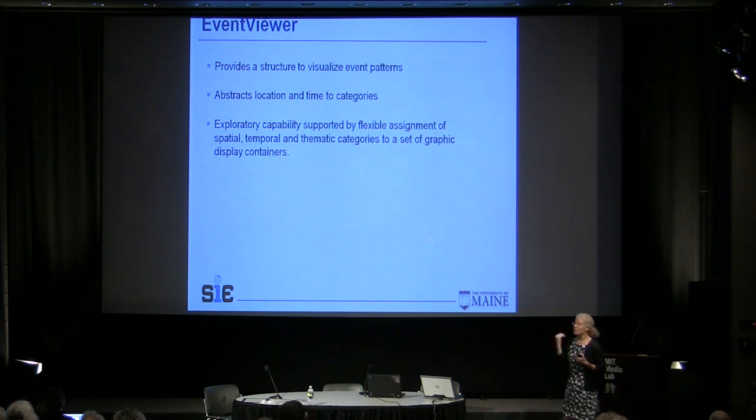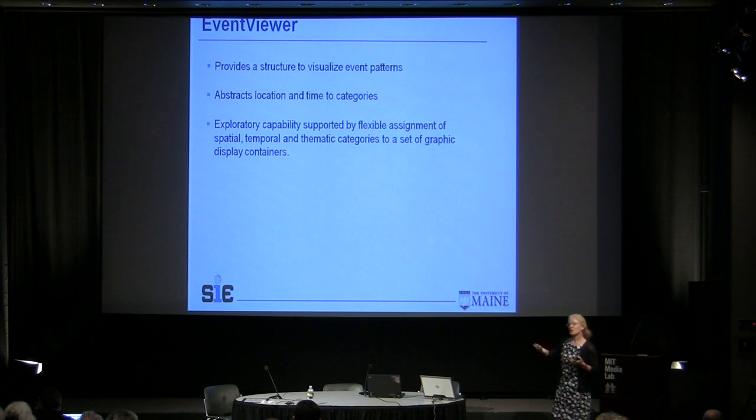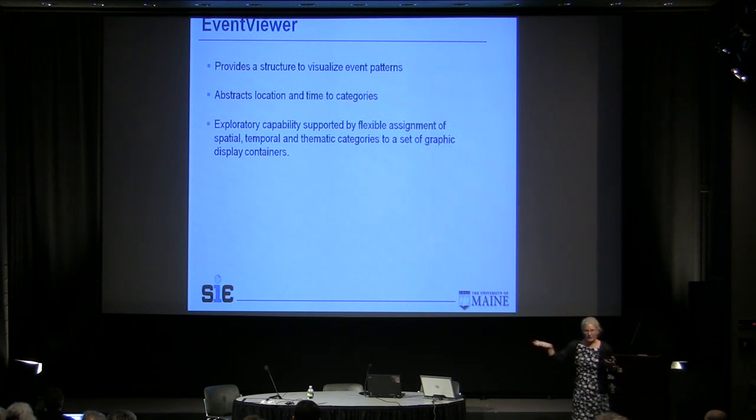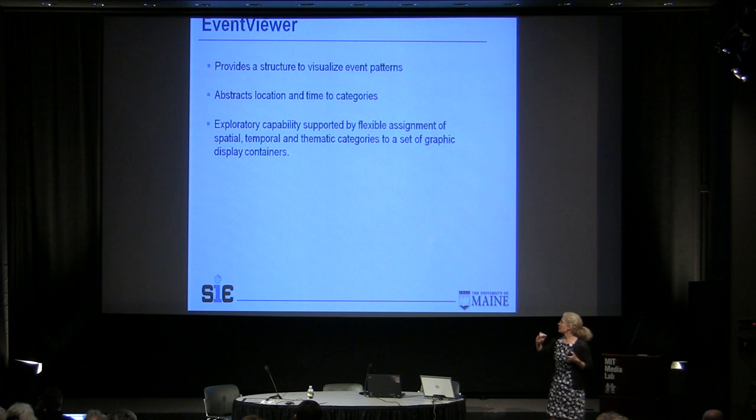So it assumes they have a footprint, spatially and temporally, and multiple event labels. So what we do is, this is really highly abstract. We're simplifying the spatial dimension and the temporal dimension to categories. A map is a metric space, and a timeline is also a metric space. So these are sort of a nominal category space. And the exploratory capability comes from this: we have a set of graphic objects, and we assign our spatial, temporal, and thematic categories associated with events to these different graphic components.